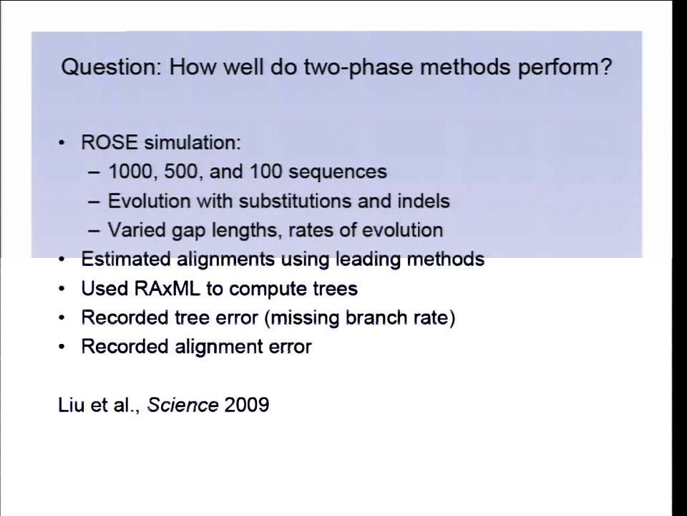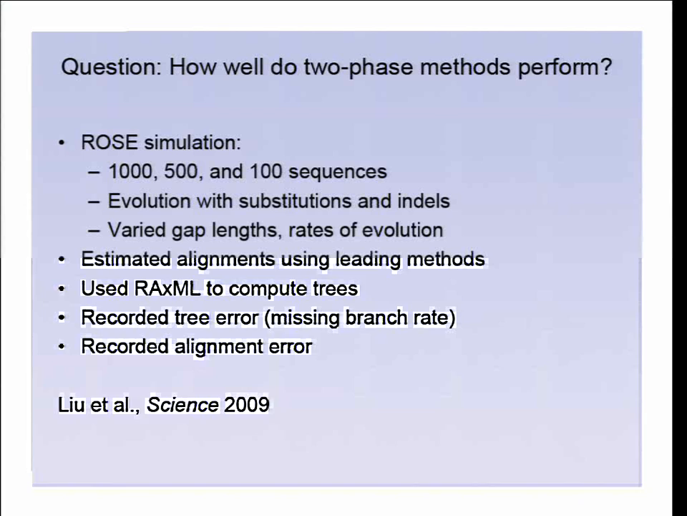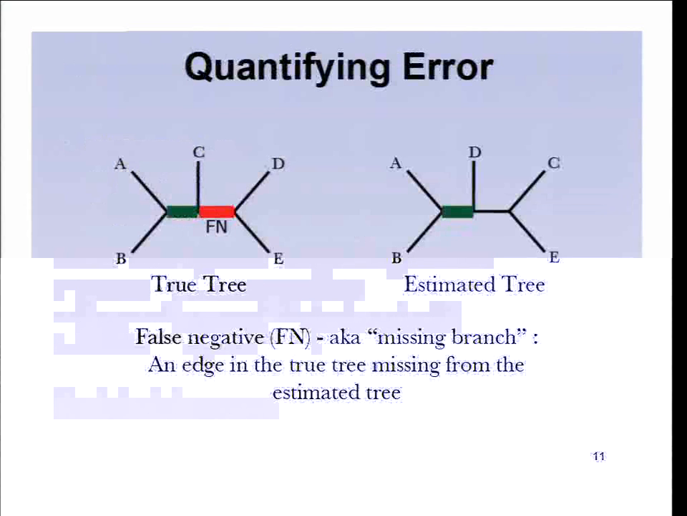And then we computed RAxML, so maximum likelihood trees on every alignment. We recorded the tree error, which is the missing branch rate. I'll show you that in a second. And then a standard way of computing alignment error. And this is the way we record tree error.